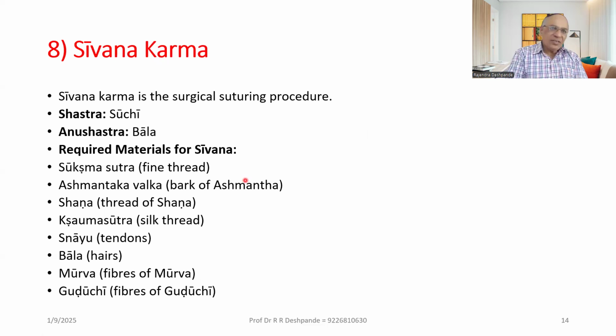Now, next is a Shivana Karma. Shivana Karma is a surgical suturing procedure. What is the Shastra? Of course, the needle and the thread, that is Suchi. Needle and the thread. What is the Anushastra? Bala. Required material for Shivana. Number one, Sukshma Sutra, that is fine thread. Here you can see.